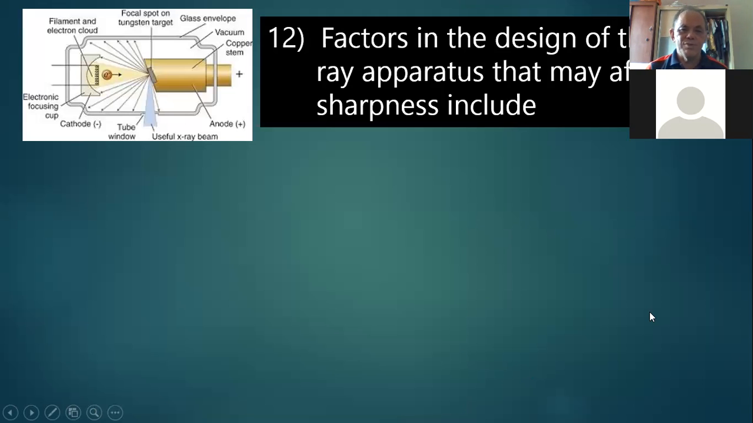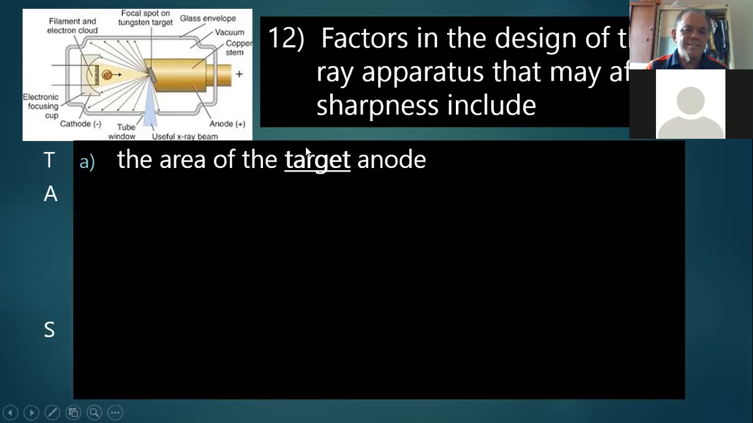So what can we do? There are factors in the design of the X-ray apparatus that affect sharpness. We can think of three things. TAS. You memorize it. Area of target.